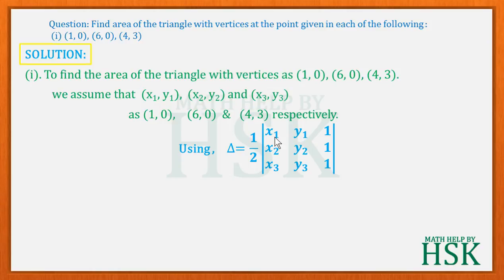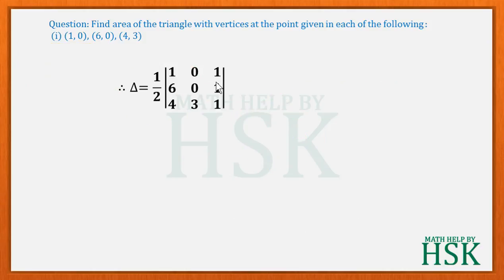On substituting the values of x1, y1, x2, y2, x3, y3, we can write the area of the triangle as equal to 1 upon 2 times the value of this determinant. So it's quite simple till now. Now we have to solve this determinant, multiply the value obtained by 1 by 2, and we get the area of the triangle. To solve it, first we see that this column C2 has 2 zeros in it.